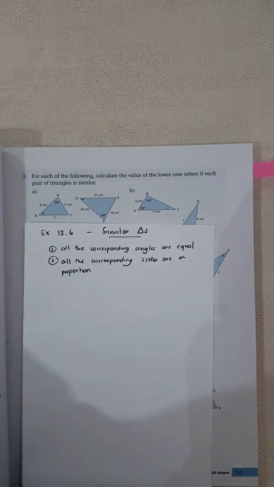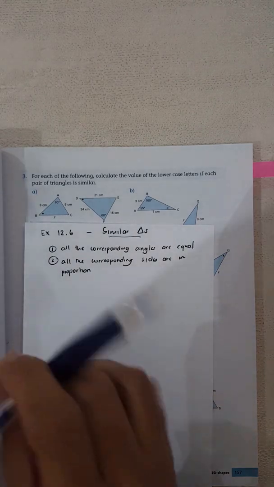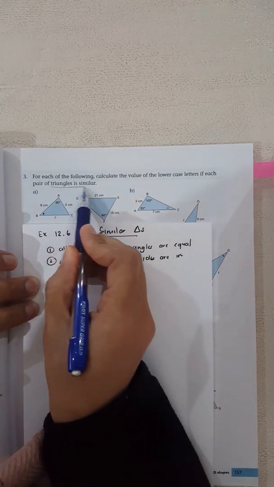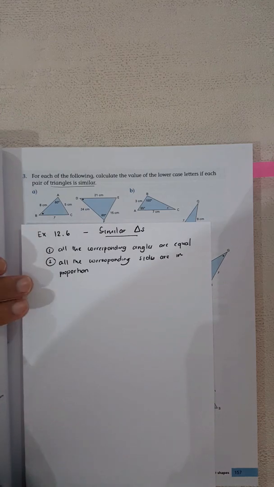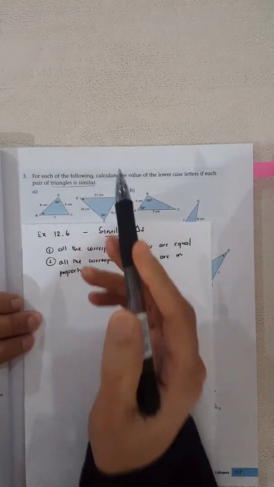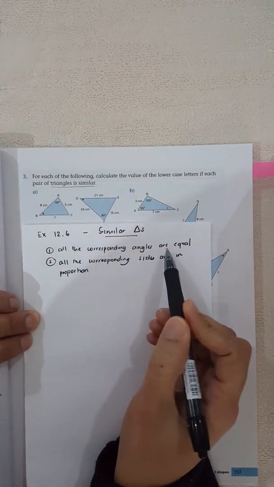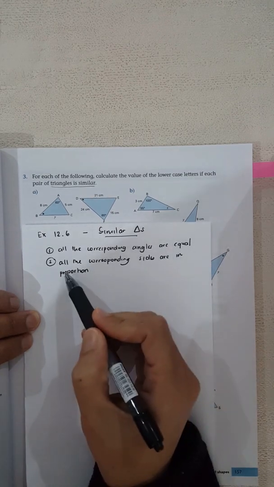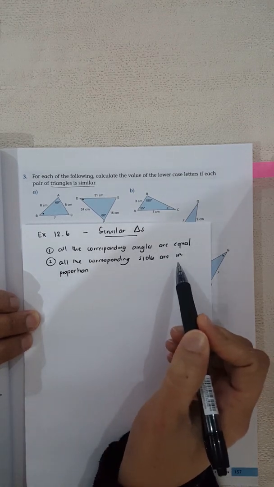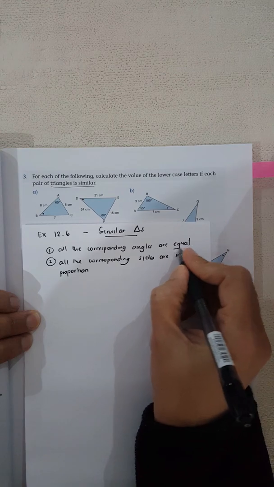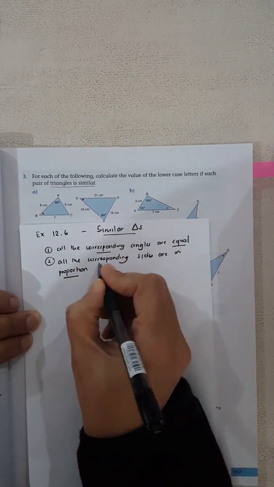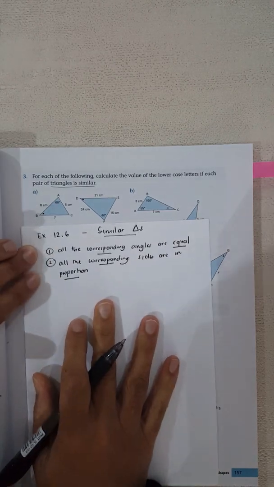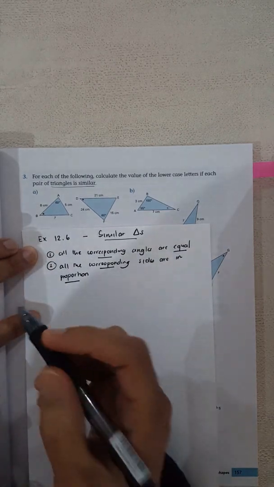But what is very important is that they have told you that the triangles are similar. So what does that mean? If you watch the video on similar triangles, you have to know that there are two things. If they tell you triangles are similar, all the corresponding angles are equal and all the corresponding sides are in proportion. So the angles are equal and the sides are in proportion, and we have to look for corresponding sides and corresponding angles. So let's do the example and I can explain it to you more.